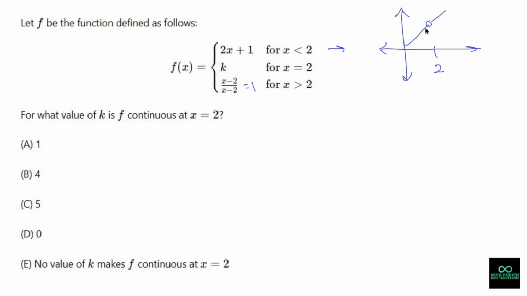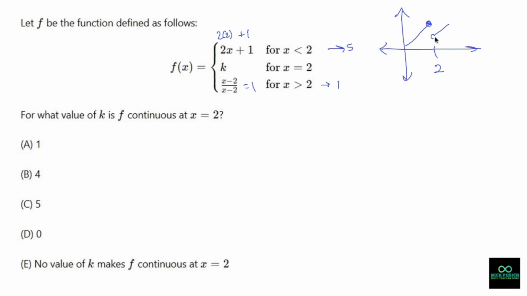And then we need to find a k that connects these guys together. But in order for me to do that, I need to find out what happens at 2. So for this first one, if I were to plug in 2, I would get 2 times 2 plus 1, which is 5. And we just determined that this guy down here is 1. So this picture that I drew over here is completely wrong. This is going to happen right there.